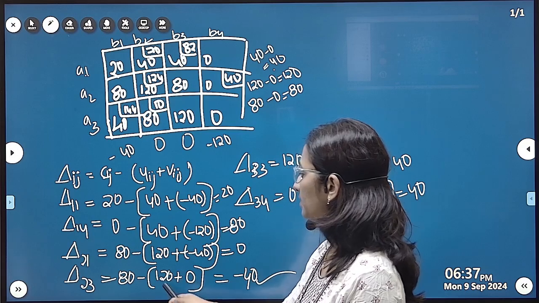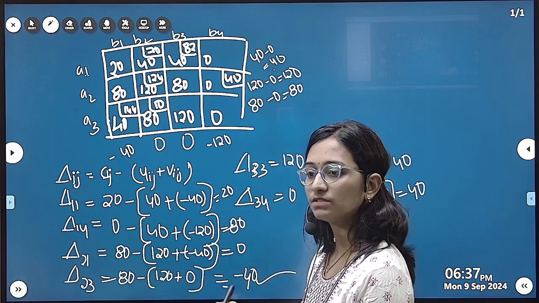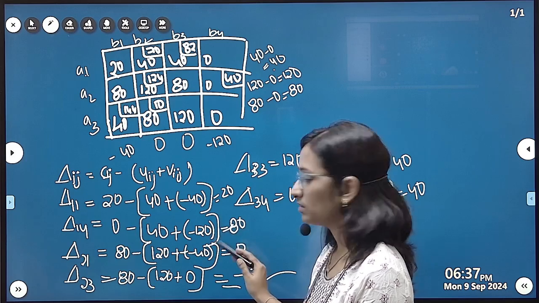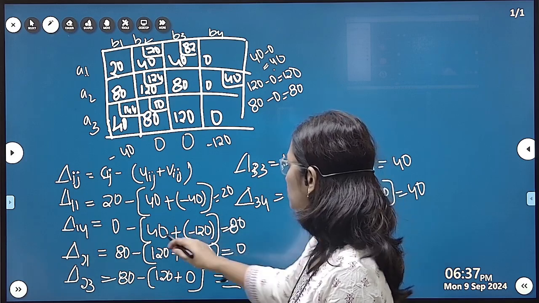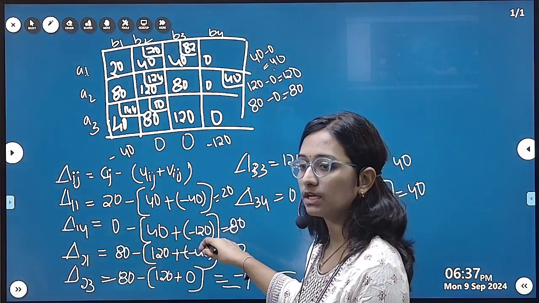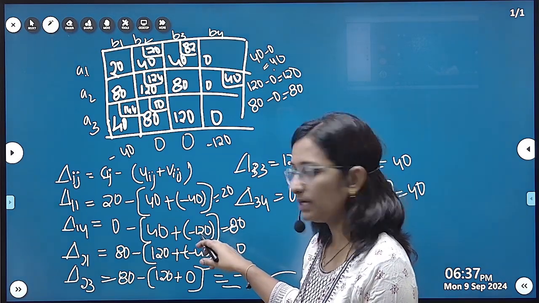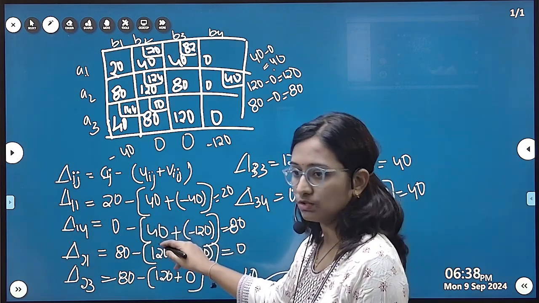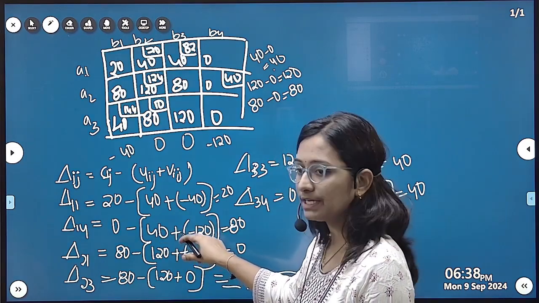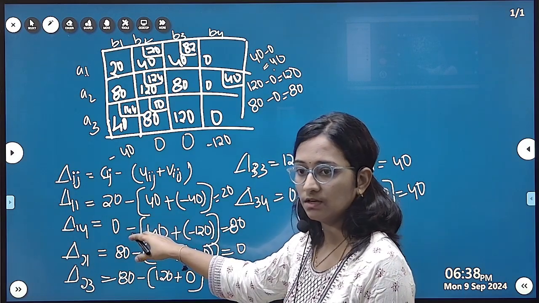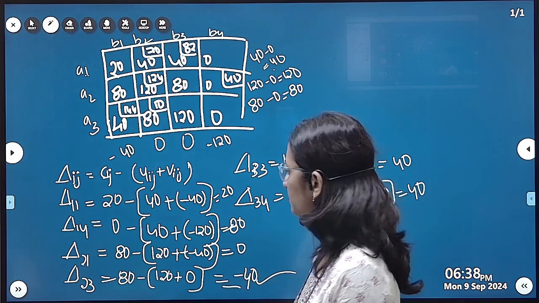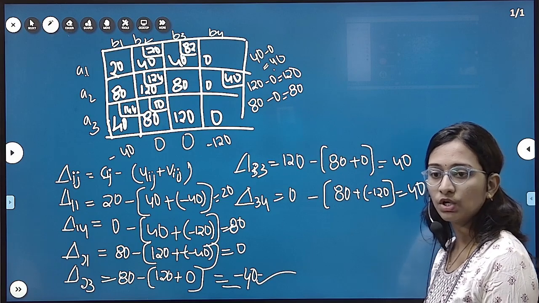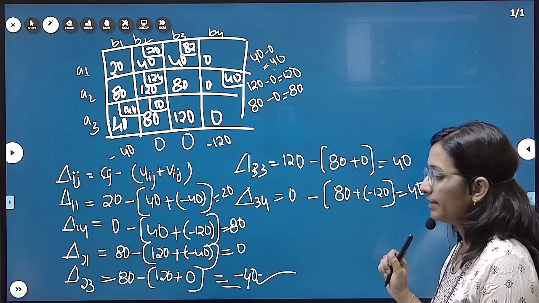So 120 plus 0 it will become 120, and 80 minus 120 it is minus 40, right? Not minus 80, it's 80 only. So 40 minus 120, how much is it? You will get minus 80, right? So this minus and this minus it will get plus, right? Because the bracket is closed. So now the value in this is minus 80. So outside there was one more minus. So minus into minus it will become plus. Okay, so we have a negative value. So our solution is not optimal. Write down this, I will explain.